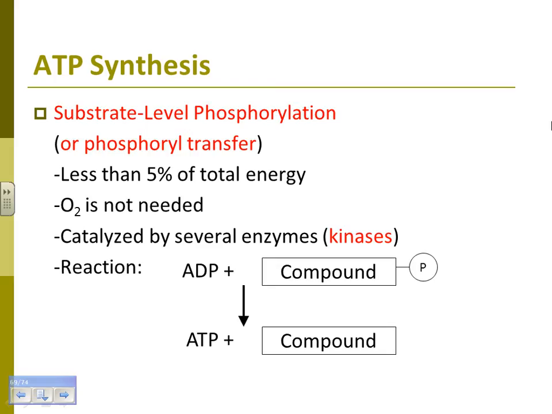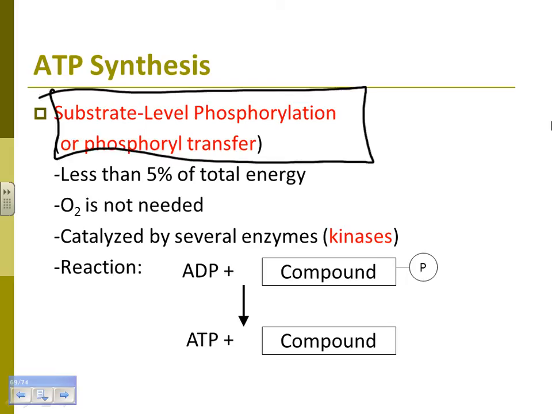Stuff that you definitely will need to know comes right now on this slide. So there's two main ways of ATP synthesis. Make sure you know these two interchangeable terms. They all look the same. Oxidative phosphorylation is the other one that we're going to talk about. But know that if I call it substrate level phosphorylation or phosphoryl transfer, I'm talking about the same thing.